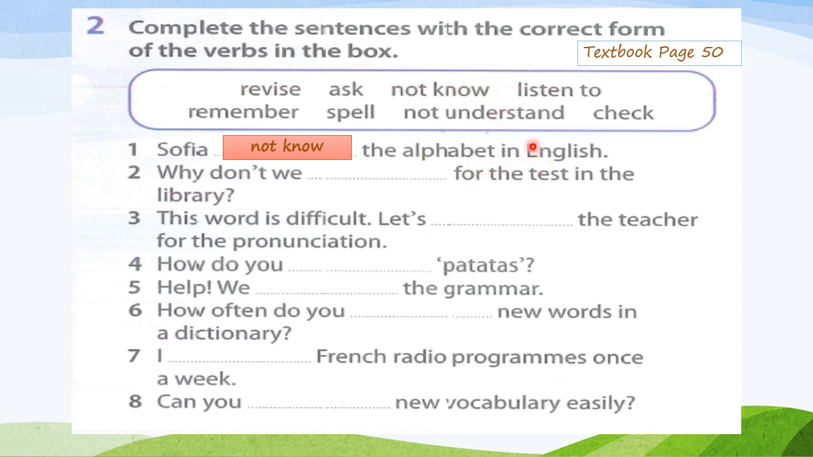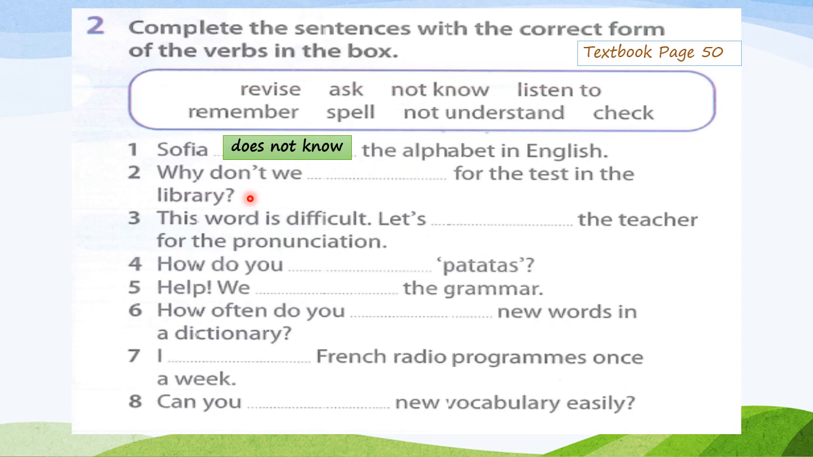Maybe she's like 2 years old or 3 years old. She doesn't know A to Z. But can you say Sophia not know? All right, you can't. So we have to say Sophia does not know. Okay, Sophia does not know the alphabet in English.